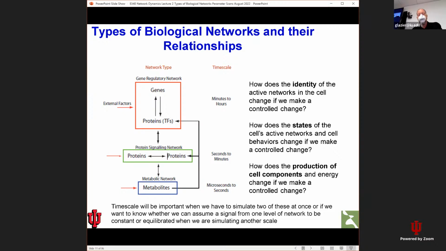Time scale is typically important when we have to combine them. Metabolic networks tend to happen pretty fast, microseconds to seconds, depending on what we're talking about. Signaling networks take a little bit longer, seconds to minutes. And gene regulatory networks take minutes to hours, and that's going to come back to the central dogma of biology, we'll get to in a minute.